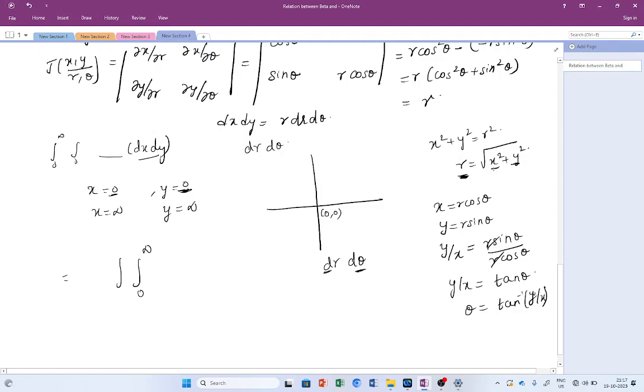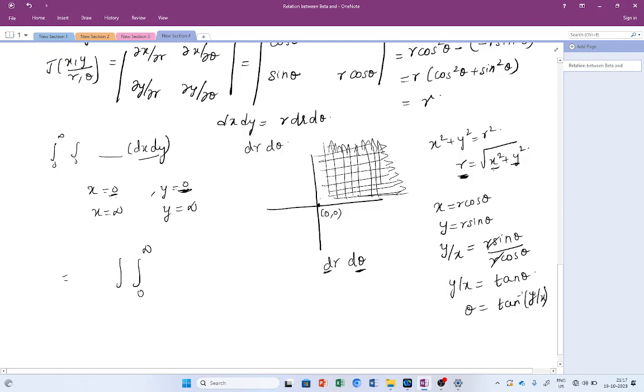Now coming to my theta. You can see that x and y vary from 0 to infinity. So where is the point 0, 0? This is the point 0, 0. And it is given that x varies from 0 to infinity, so x will be varying in this direction from 0, towards infinity. And y also will be varying from 0 to infinity, in this direction.